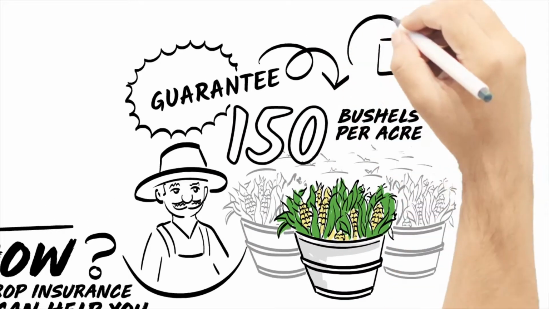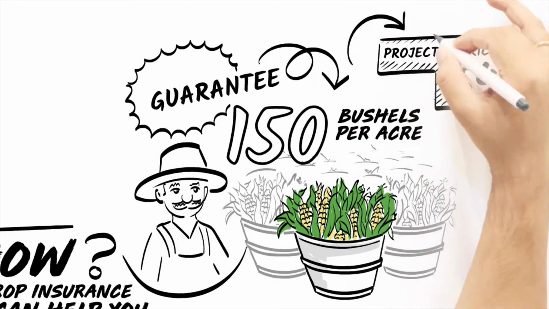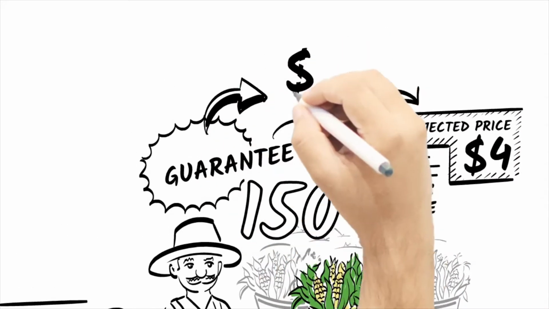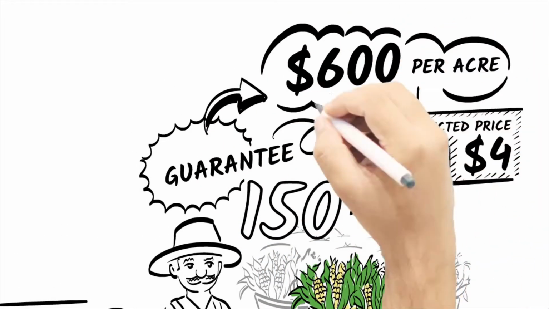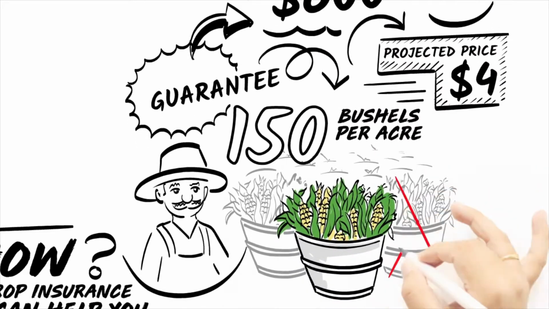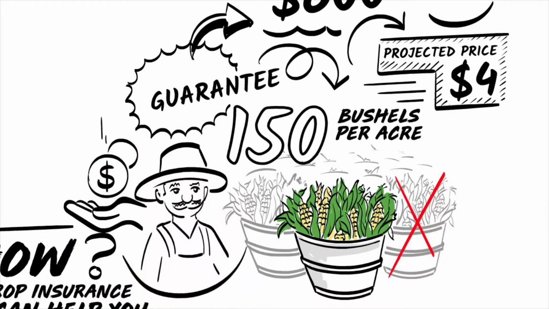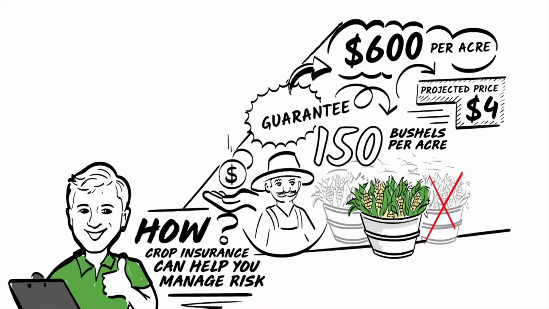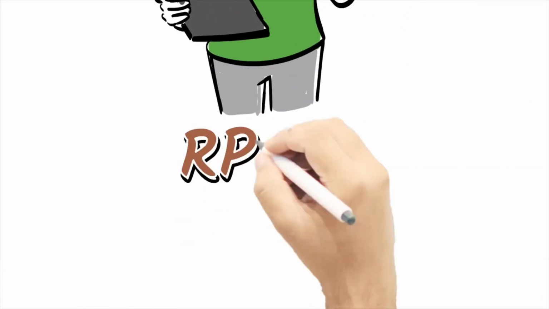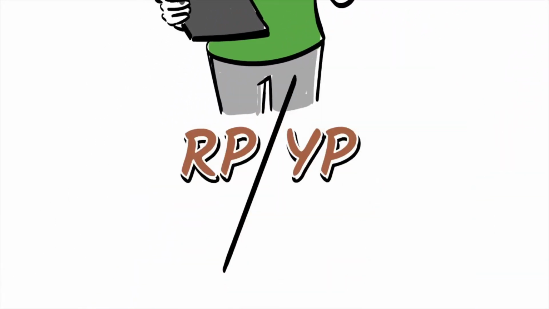The projected price was discovered and came out to $4. This means that John has a $600 per acre guarantee. If his crop production makes anything less than that, the policy will pay him an indemnity. Let's look at some scenarios of how John's corn crop turned out and how RP and YP differ.